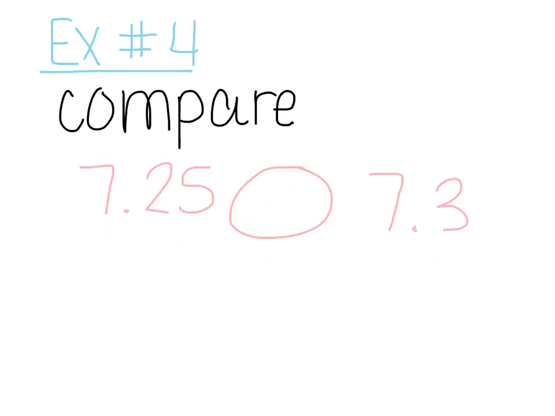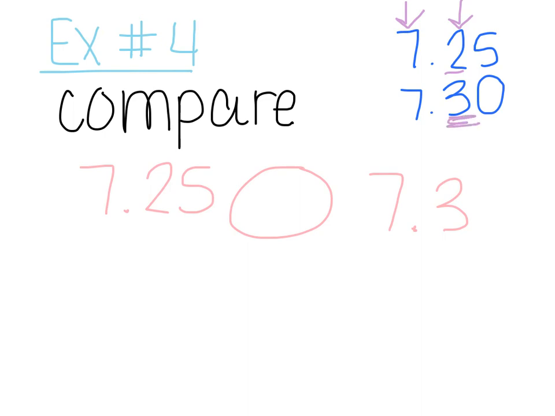And our last one, we're comparing again, so we line them up, 7 and 25/100 and 7 and 3/10. We add on a 0 at the end to compare them. Then we start looking at our places. In our ones place, we have 2 7s. So we have to look at the next place, which is the tenths. We have a 2 and a 3. 3 is going to be greater than 2. So that is my larger number. I put in my correct symbol. So 7 and 25 hundredths is less than 7 and 3 tenths.